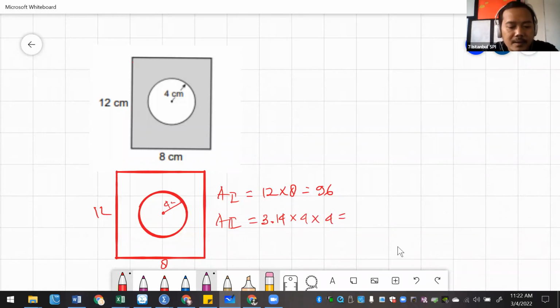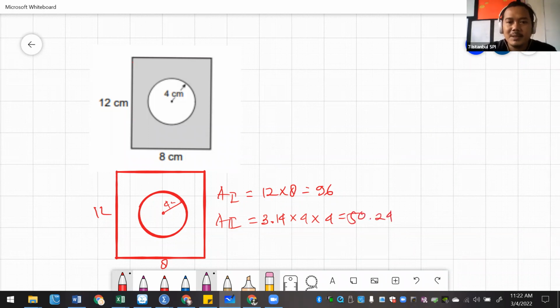Berapa ya? Gimana? Kalkulatornya dipakai 50,24 Pak. 50,24. Thank you very much.